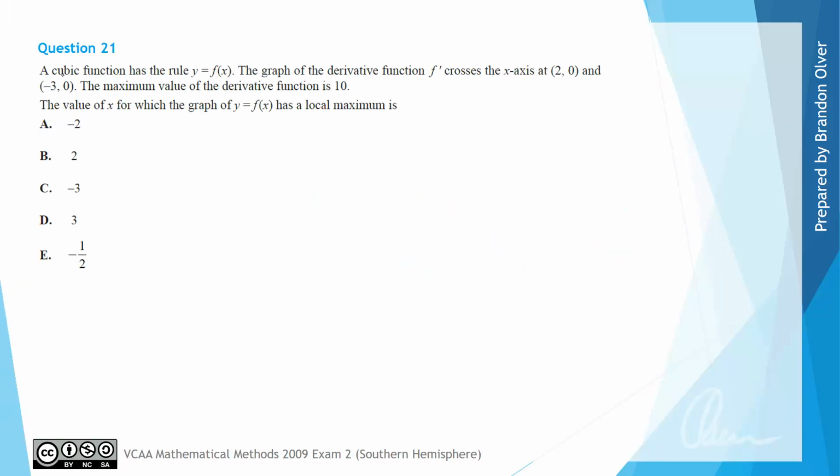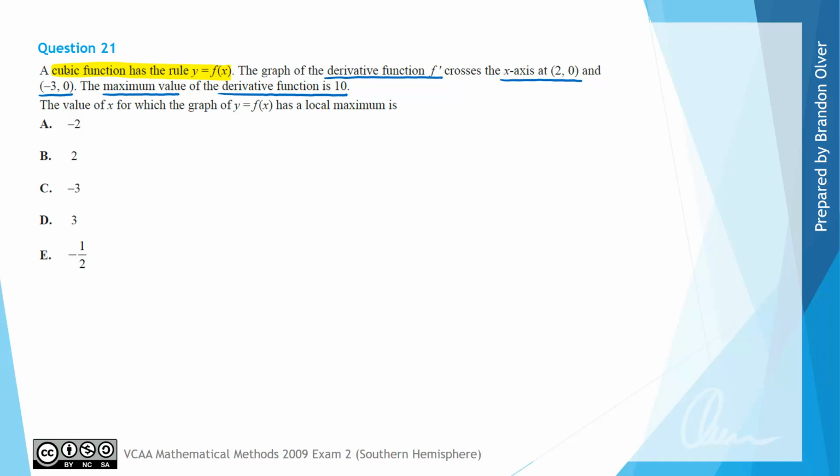So for question 21 we're told a cubic function has the rule y equals f of x. The graph of the derivative function f dashed of x crosses the x-axis at (2, 0) and at (-3, 0). And we know that the maximum value of the derivative function is 10. And we are asked that the value of x for which the graph y equals f of x has a local maximum is one of the following.